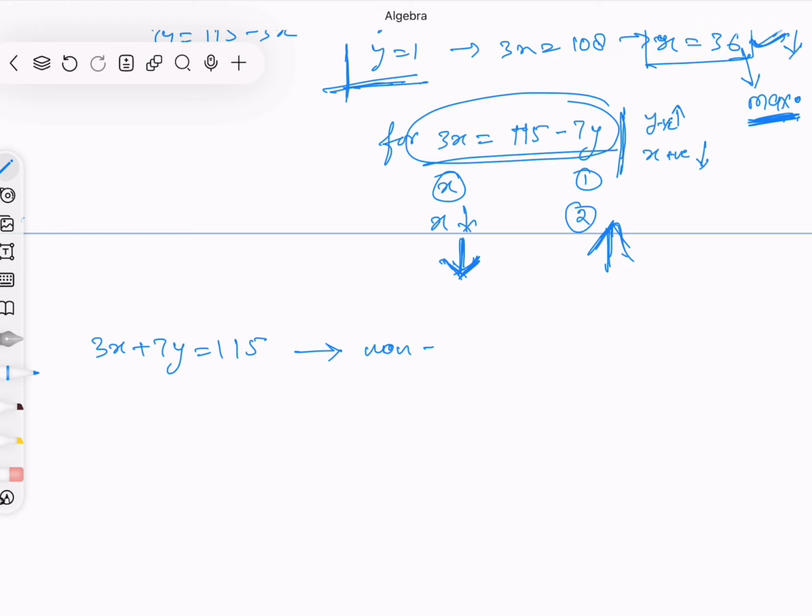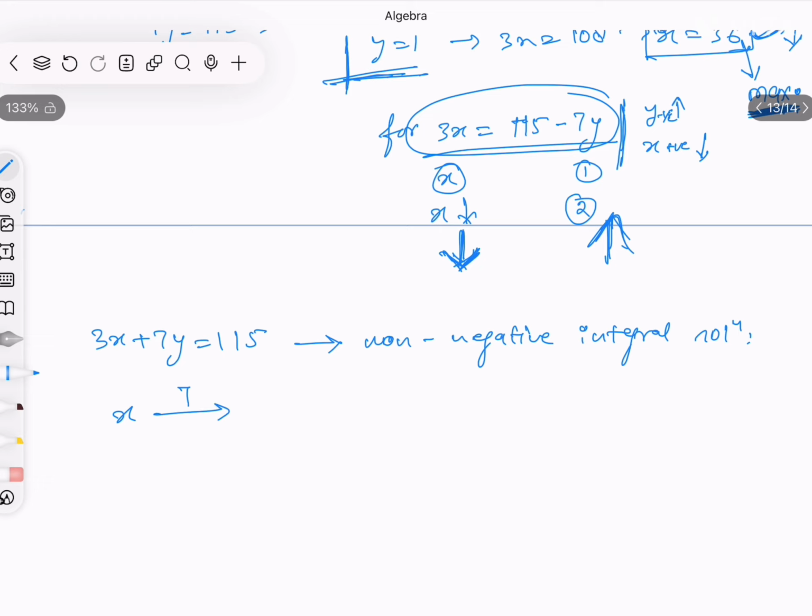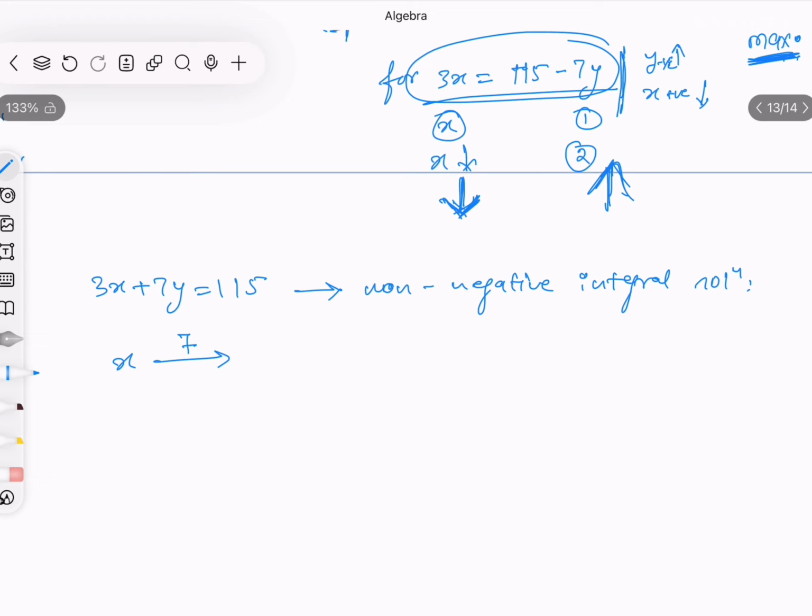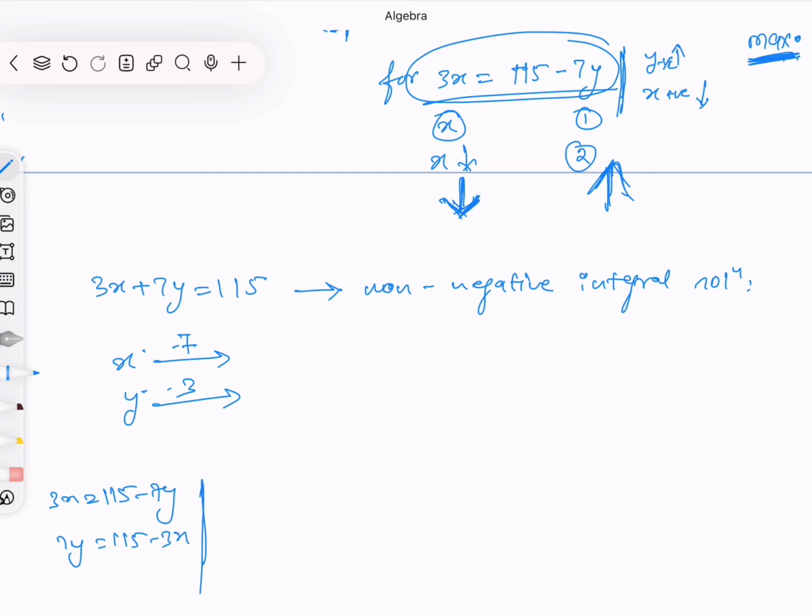and we need to find non-negative integral solutions for this, right? Now look, x is having coefficient of 7, sorry, and y is having coefficient of 3. We have reversed that. So for x we have written for y, and for y we have written for x, because for x it will be 115 minus 7y, and for y it will be 115 minus 3x. It would be like this.